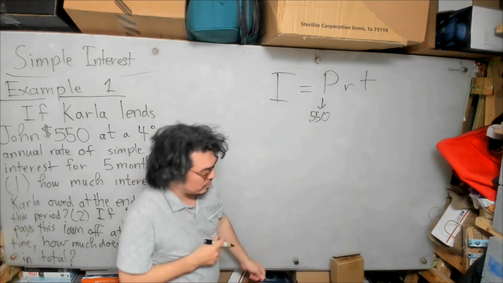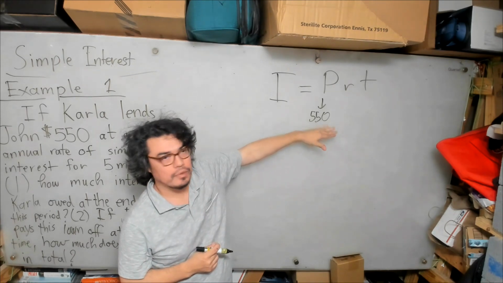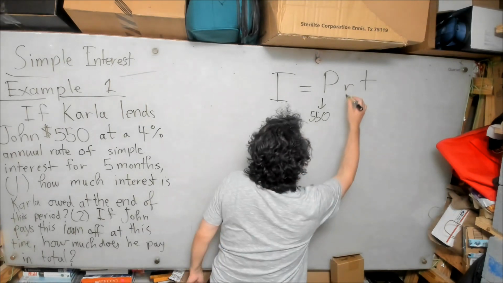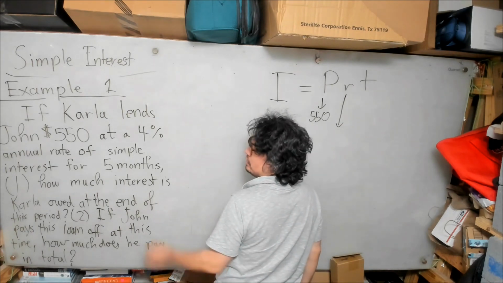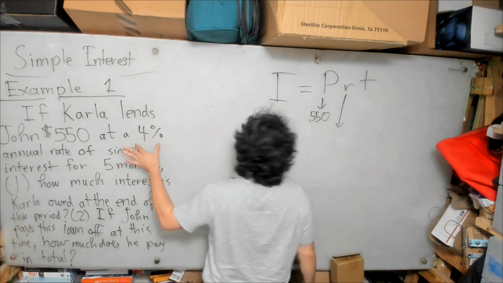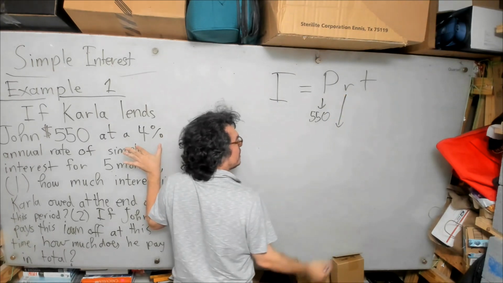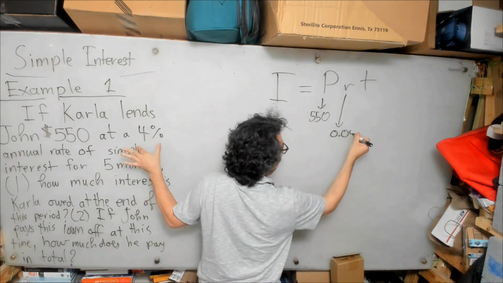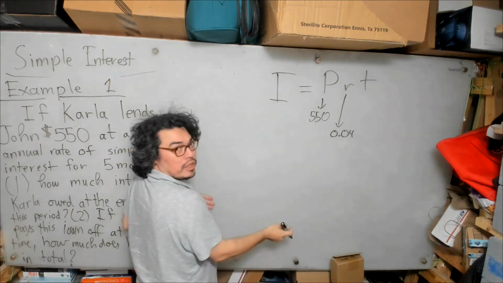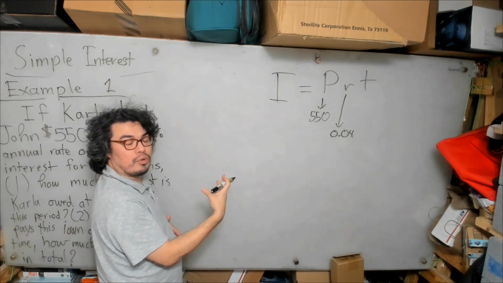Okay, but $550 is the principal. Okay, now the rate. This is the annual interest rate for the simple interest. In this case, it's 4%. But whenever we put it in the formula, we're going to put it as a decimal. In this case, 4% can be written as 0.04. I want you to notice that whenever you're writing the interest rate, you put it in decimal form.